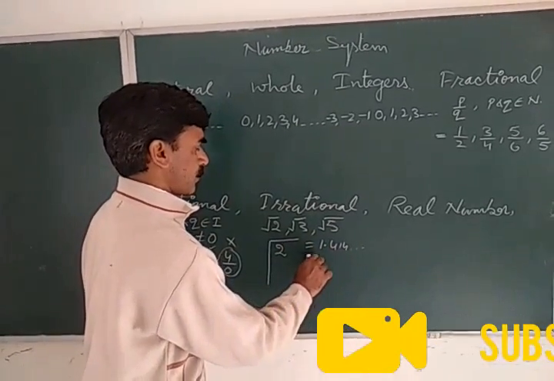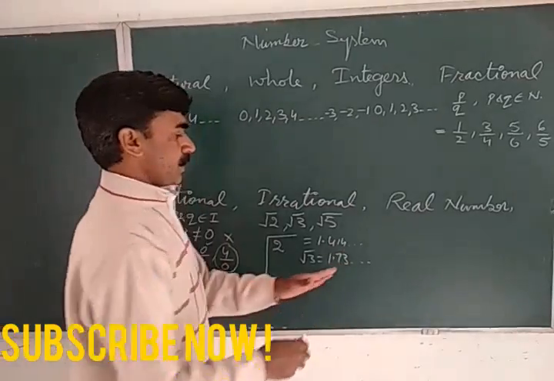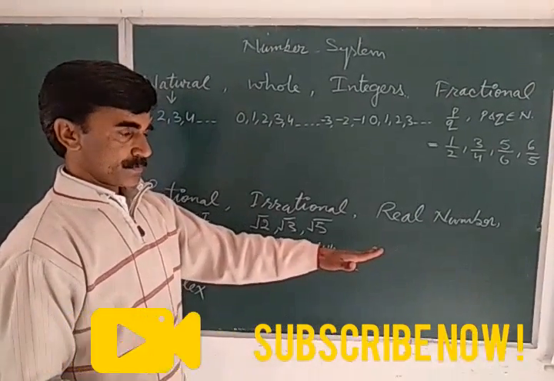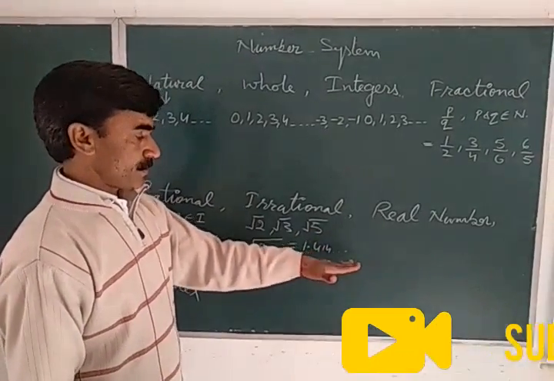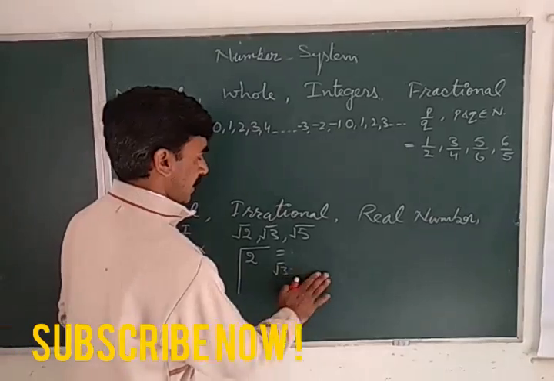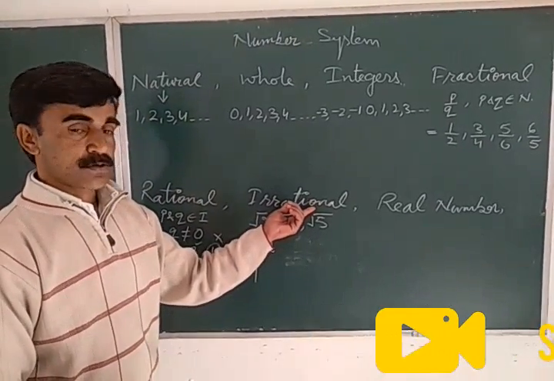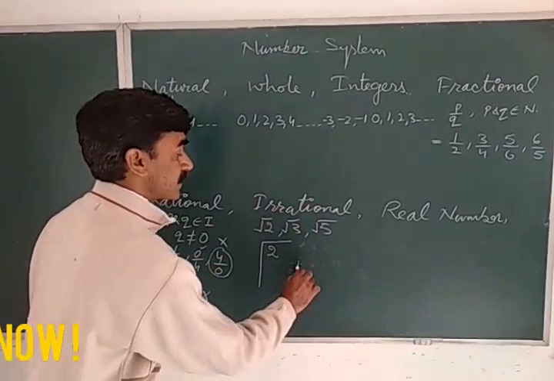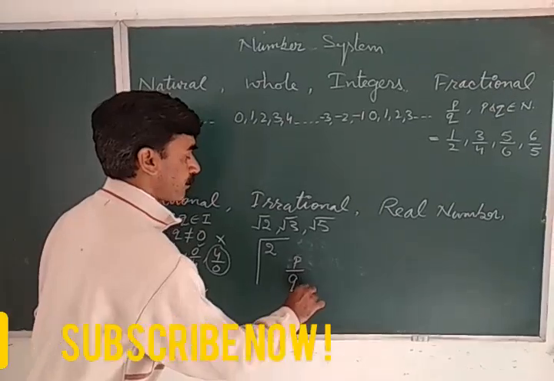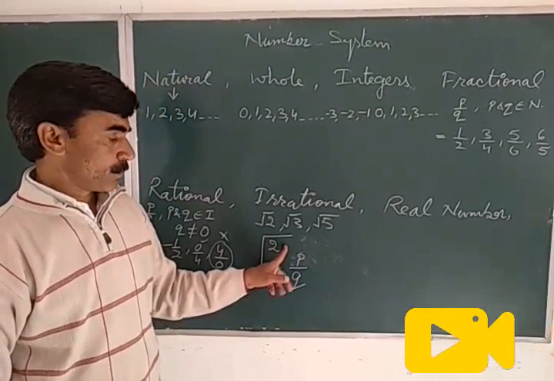Whatever number you take, the square root of 3 is 1.73 and so on, it will never repeat and it will never terminate. And those decimals which never repeat and never terminate are called irrational numbers. And why are these called irrational numbers? Because these cannot be written in the form of p upon q.